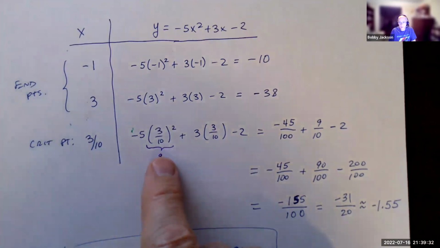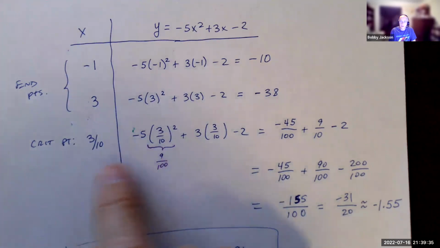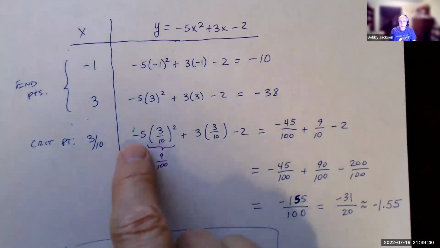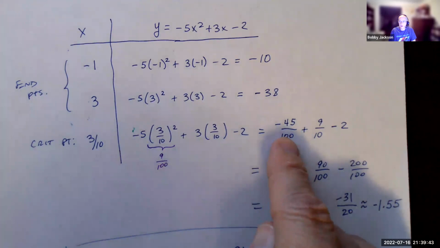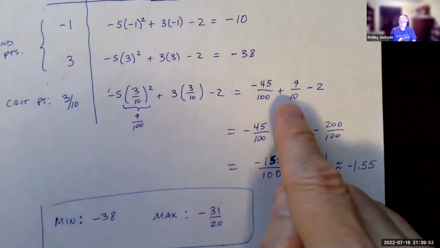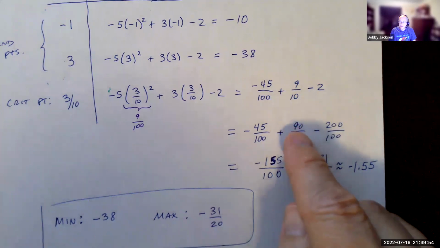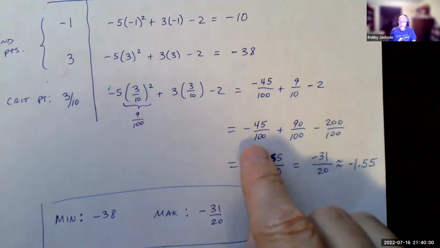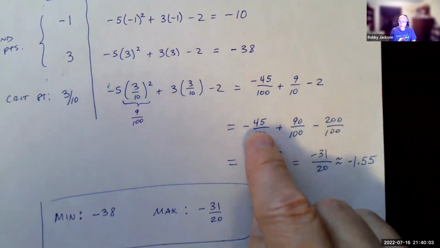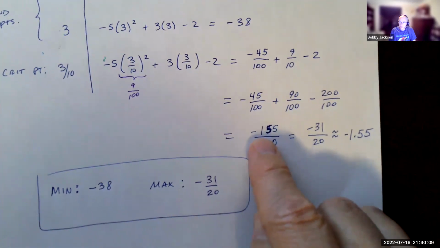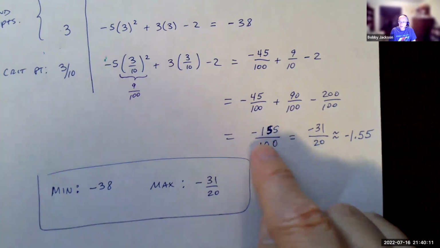You can use your calculator's convert to fraction button, but you could do the work here. If I plug in directly, of course, 3/10 squared is going to be 9/100ths. Multiply -5 times 9 gives me -45/100ths. 3 times 3/10, 3 times 3 is 9/10, minus 2. Put this all over a common denominator of 100. Multiply top and bottom by 10 here. I get 9/10 is 90/100ths. Of course, 2 would be 200/100ths. And then I have a common denominator. I can do -45 plus 90 minus 200 is -155 over 100. That's the result.